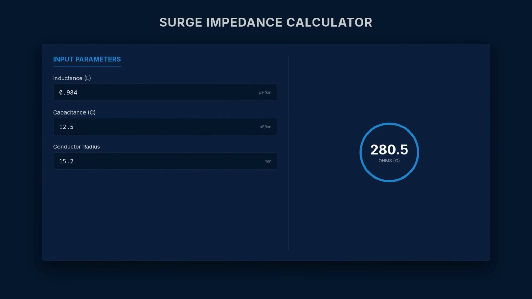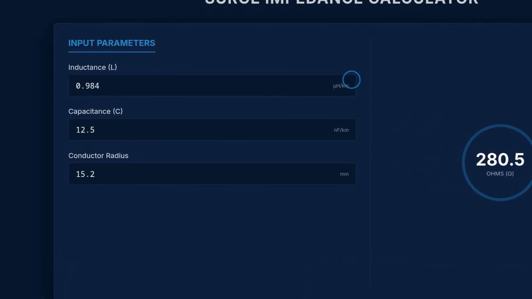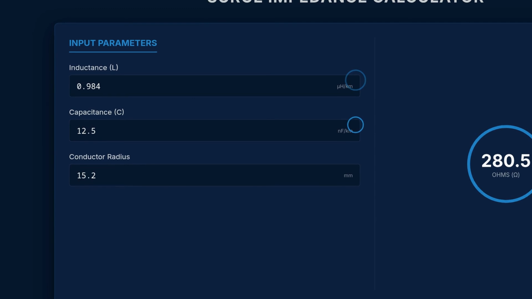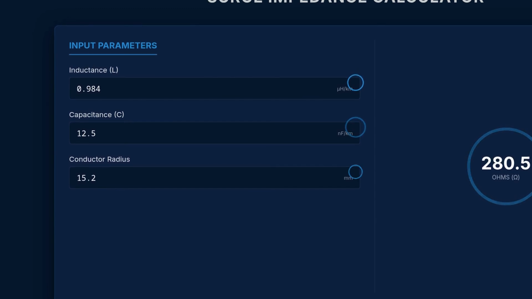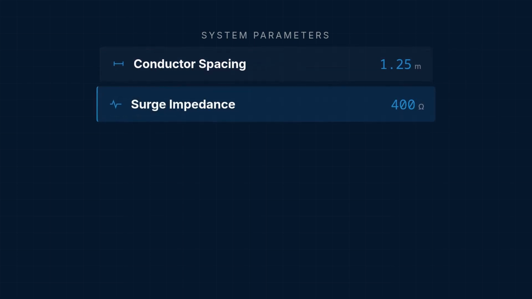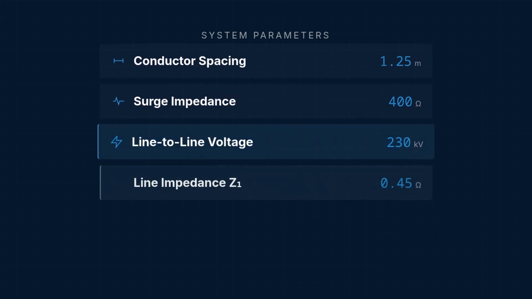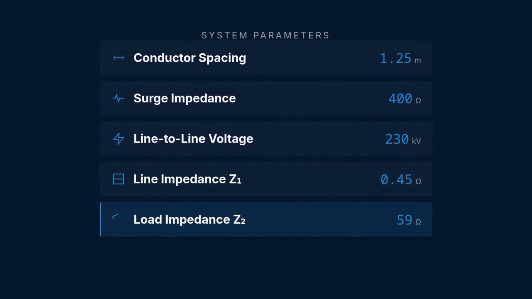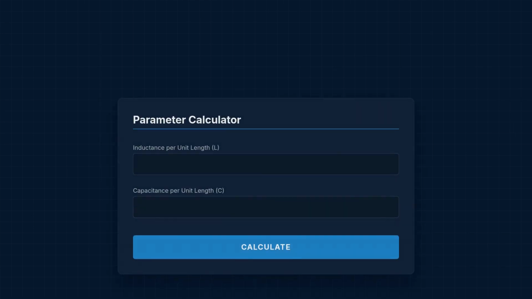The input fields include inductance per unit length in microhenries per kilometer, capacitance per unit length in nanofarads per kilometer, conductor radius in millimeters, conductor spacing in meters, surge impedance in ohms, line-to-line voltage in kilovolts, line impedance Z1 in ohms, and load impedance Z2 in ohms. Let me show you a calculation.